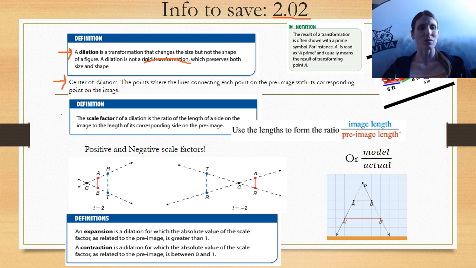Then we have the word scale factor. A scale factor is a dilation with a ratio of the length of the side on the image to the length of its corresponding preimage. So what we see here, this little ratio, or fraction, we now call them, would be our scale factor. So you take the image, so what it is now, and you put that over the preimage, what it started out being. I like to also look at it as the actual and model, that sometimes helps.